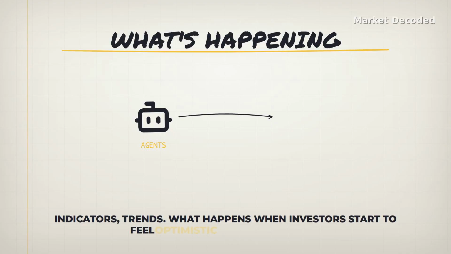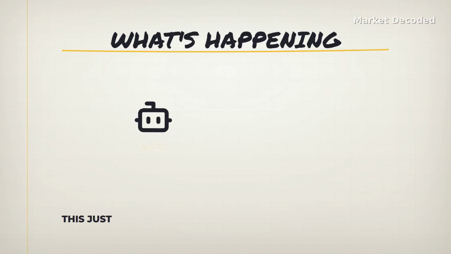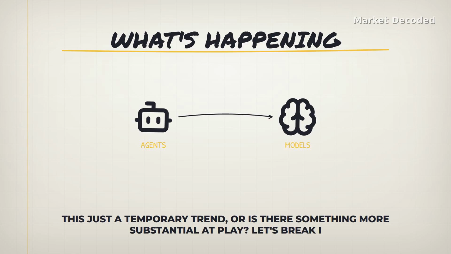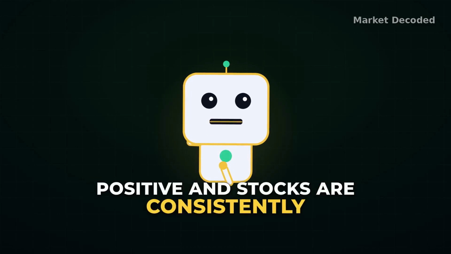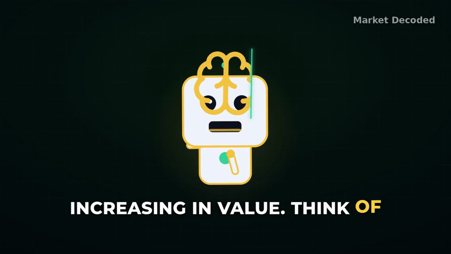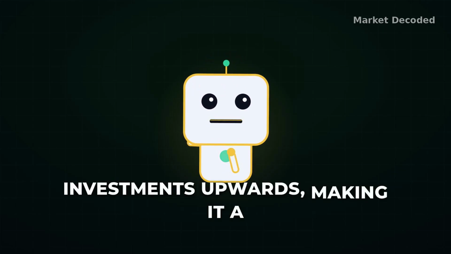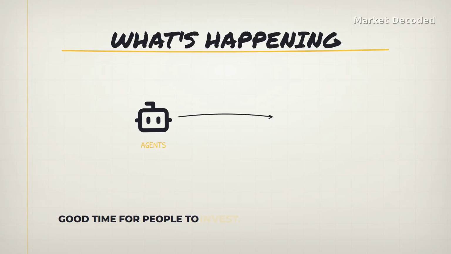What happens when investors start to feel optimistic about the future of the economy and stocks begin to rise consistently? Is this just a temporary trend, or is there something more substantial at play? Let's break it down. A bull market is like a rising tide that lifts all boats, where the overall sentiment is positive and stocks are consistently increasing in value. Think of it like a big wave of confidence that carries most investments upwards, making it a good time for people to invest.